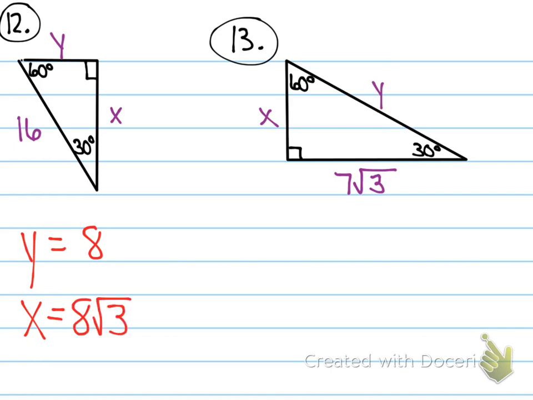All right, now, which leg do I know on number 13? Long leg. So where do I go now? Short leg or hypotenuse? Short leg, and then what would that value be? It's whatever number's in front of the radical, so 7. And then what would y be? 14. And that, guys, is everything you need to know for your test tomorrow.